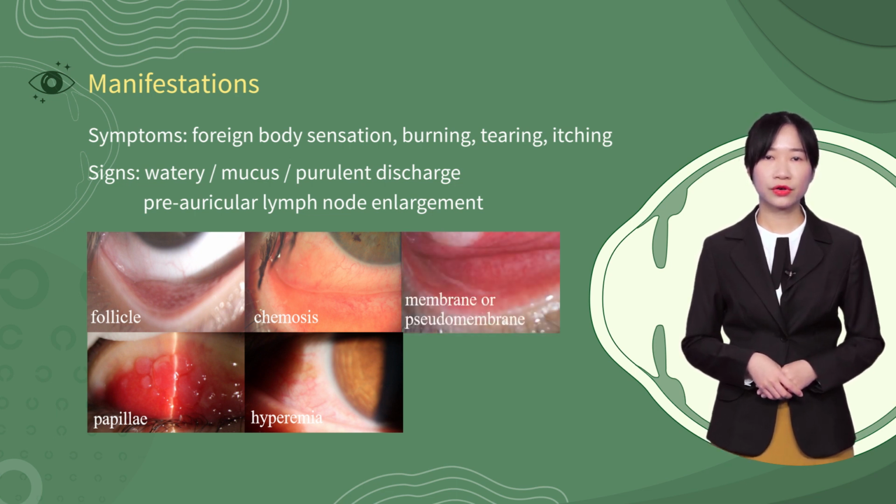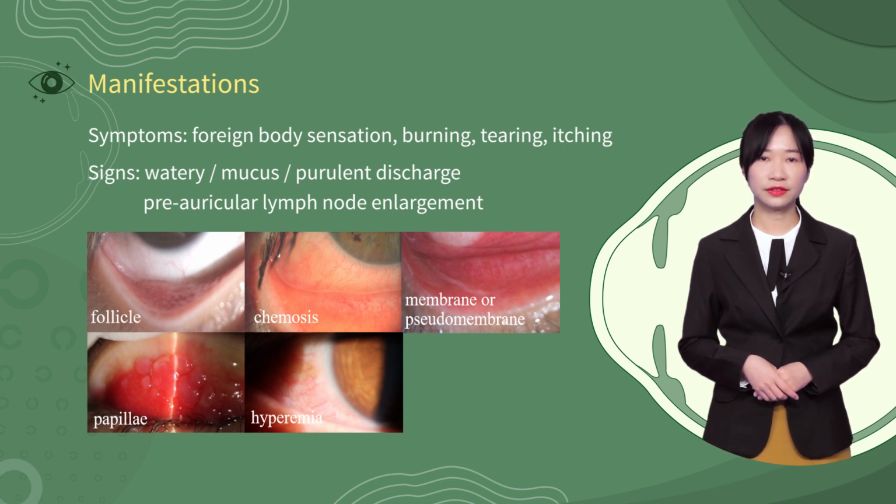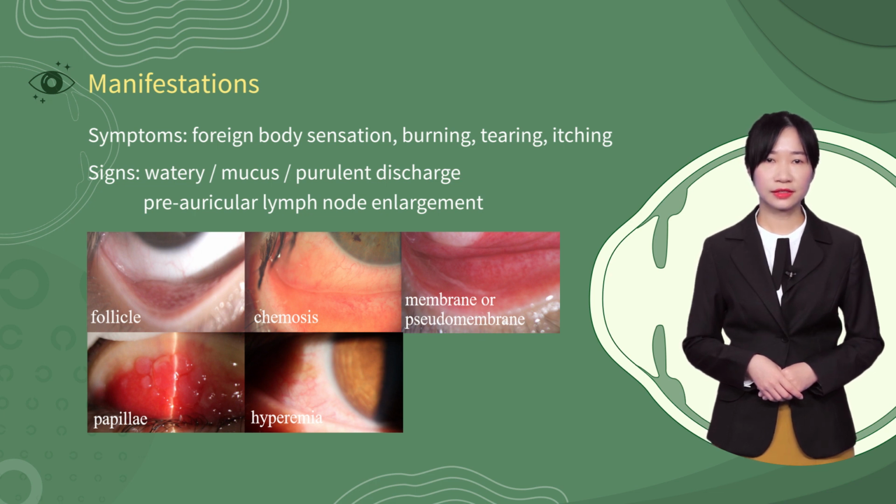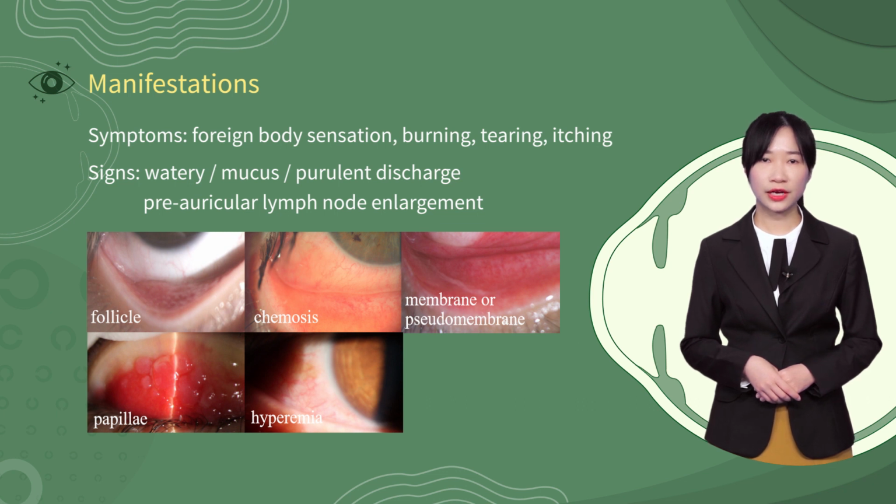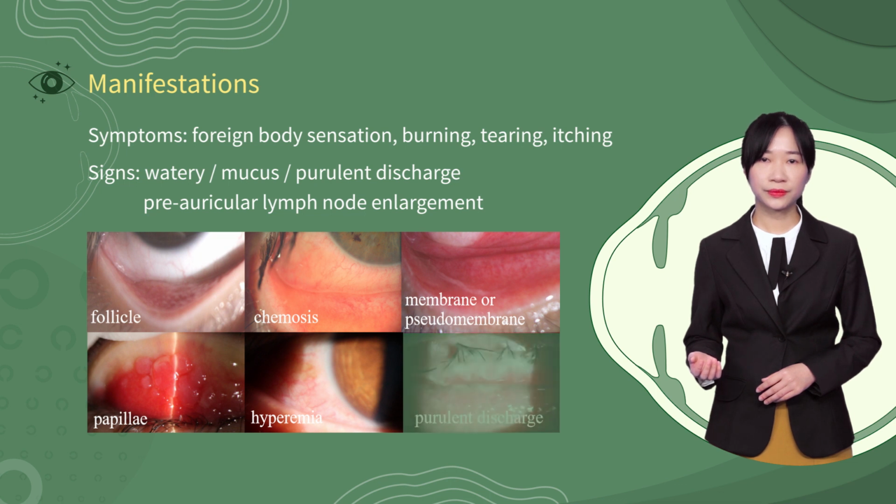Pseudomembrane consists of coagulated exudate adherent to the inflamed conjunctival epithelium. It can be peeled away, leaving the underlying epithelium intact. True membranes involve the superficial layers of the conjunctival epithelium, so that attempted removal leads to tearing.